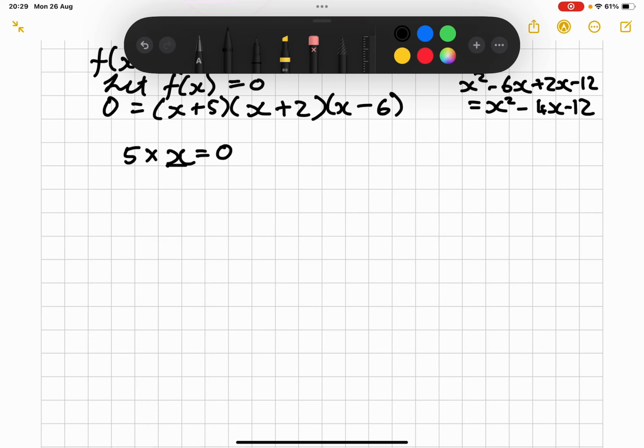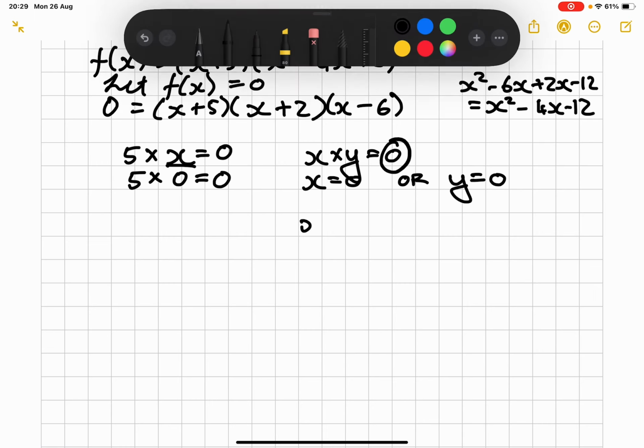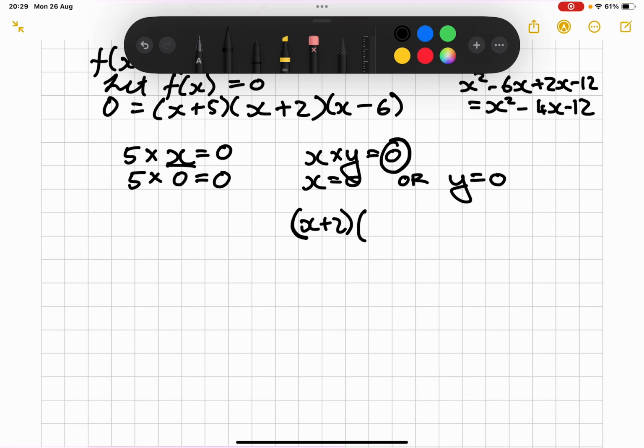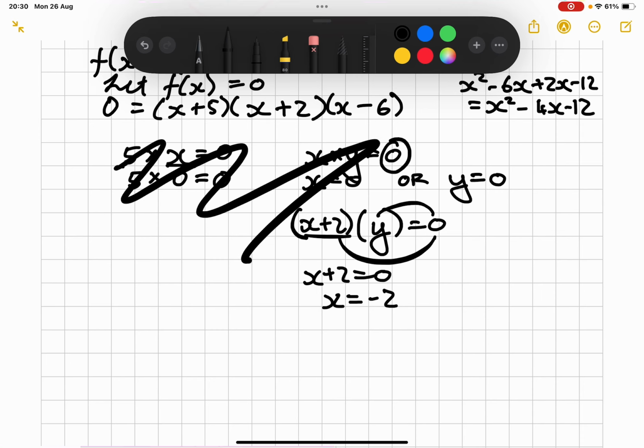Okay. So now, remember when we're solving for an equation, if 5 times x is equal to 0, well, what is x then? X must then be 0, because 5 times 0 is 0, right? If you have x times y equal to 0, that means either x is equal to 0 or y is equal to 0 in order to give you a 0 over here. So if you've got an x plus 2 times a y, for example, and it's equal to 0, either the y must be equal to 0 or the x plus 2 must be equal to 0. So if x plus 2 is equal to 0, then x must be equal to minus 2, right? So that's basically the concept that we're using here.